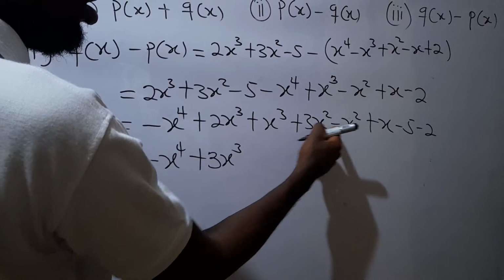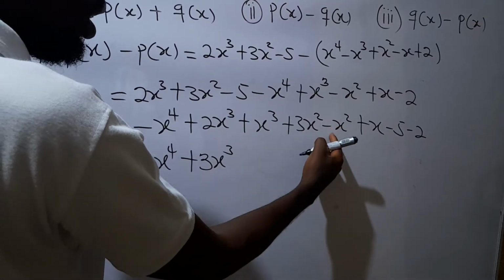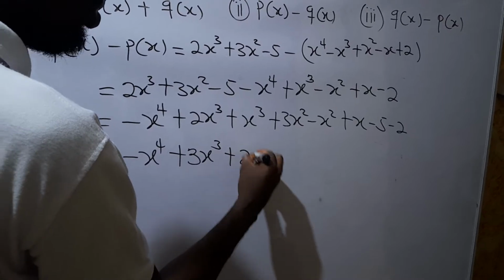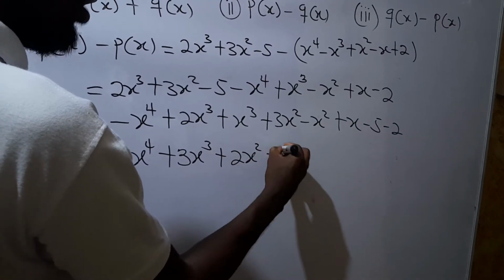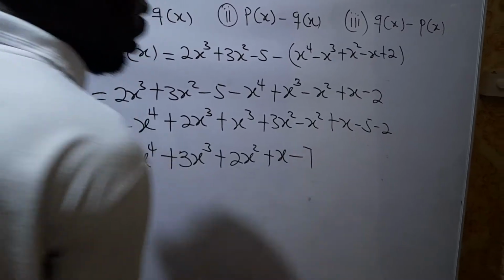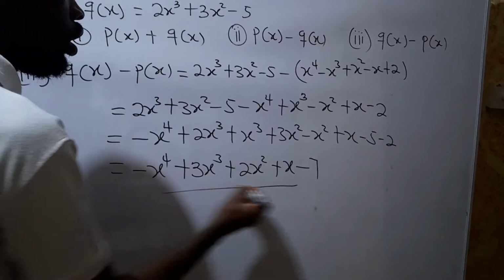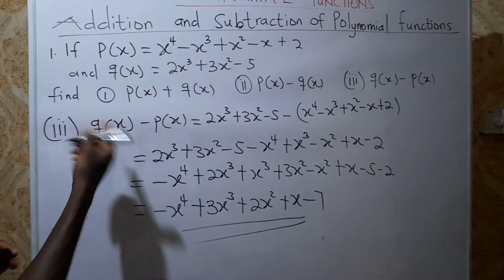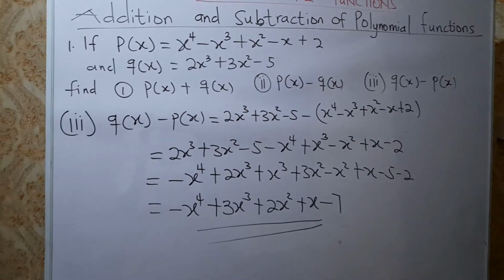Then 3 minus 1, the coefficient here is 1 minus 1, so 3 minus 1 will be 2, so 2x squared, then plus x, minus 5 minus 2 will be negative 7. And this becomes our q of x minus the p of x.